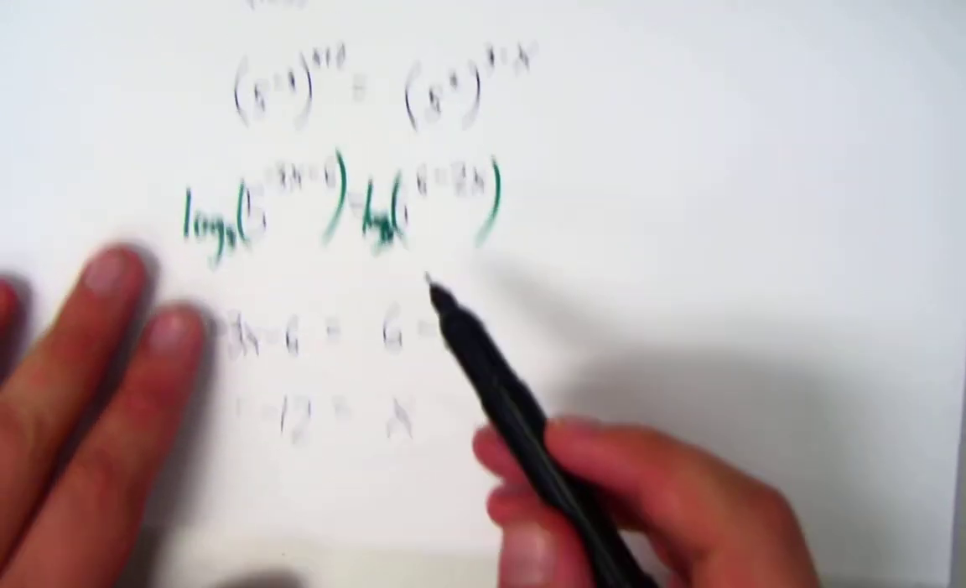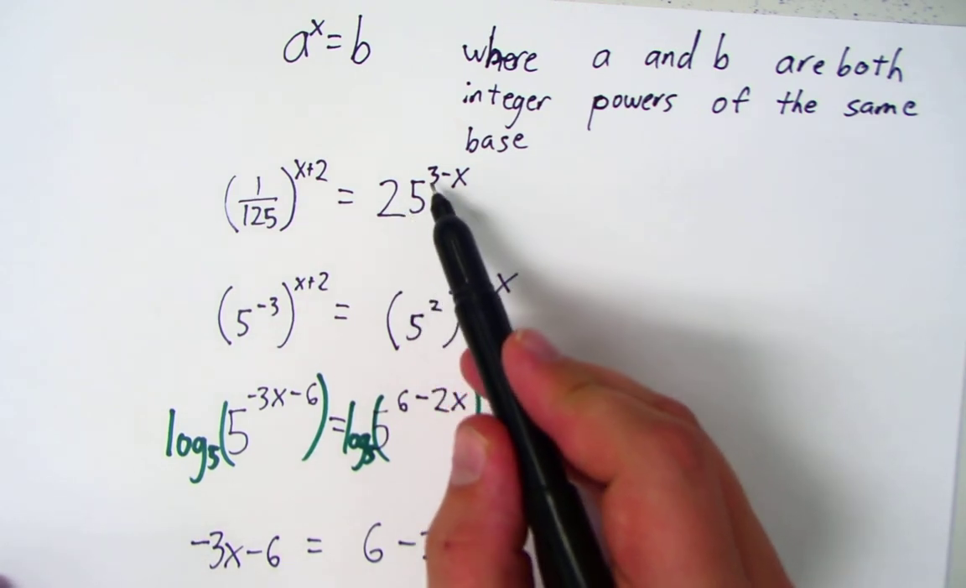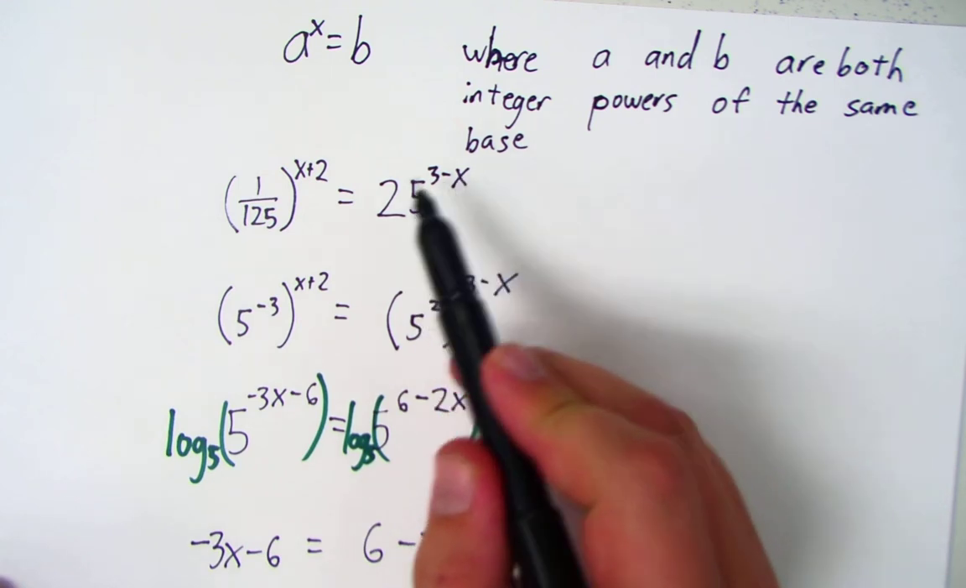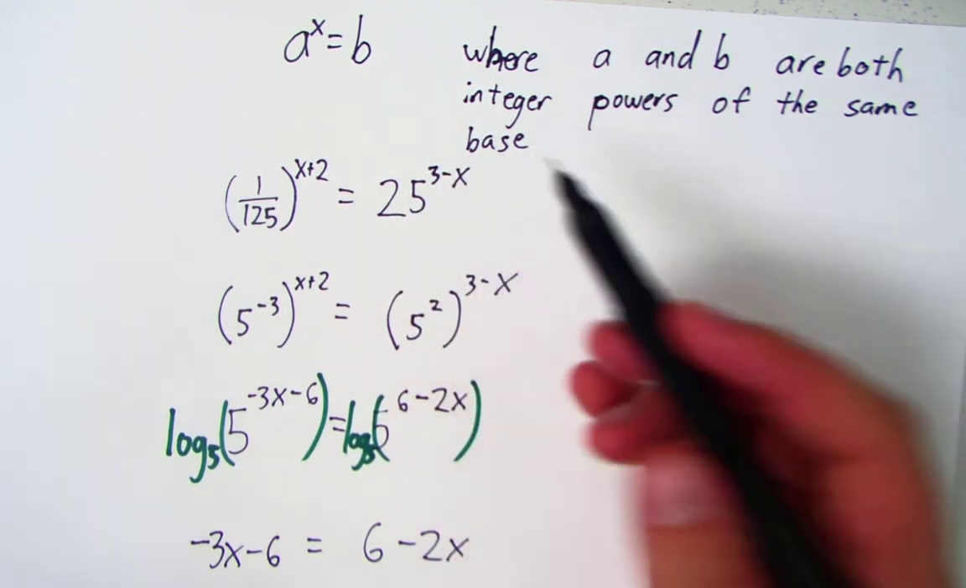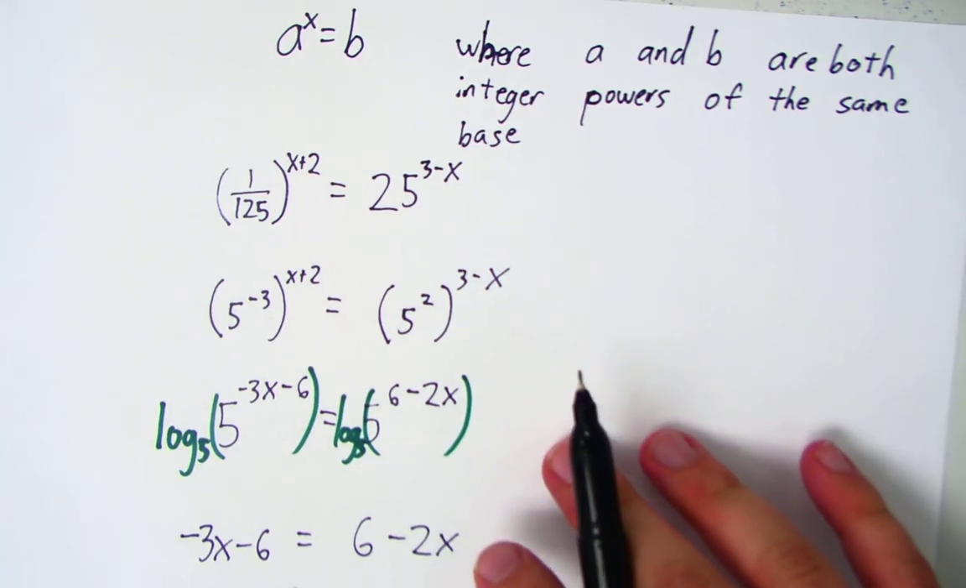If I take negative 12 and I plug in up here, I get 25 to the 3 minus negative 12, which is 15. 25 to the 15 is 5 to the 2 to the 15, so it's 5 to the 30. Both sides come out to 5 to the 30. Positive 30. So I'm happy. 5 to the 30 does equal 5 to the 30.